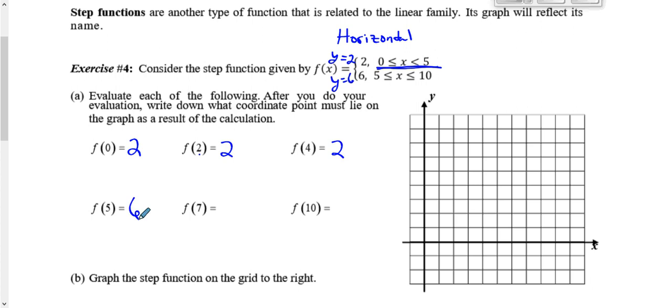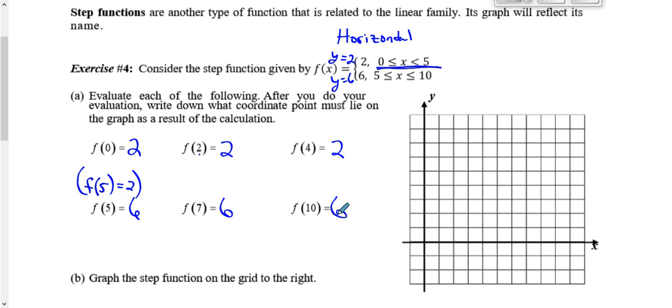Now I would just say, I want to think like the f of 5 for the top one would come out as 2, right? But wouldn't that be like our open circle? Remember, I wanted to see what that is, yeah? Okay, f of 7 is 6, and f of 10 is 6. Okay? That's not too hard. All right.